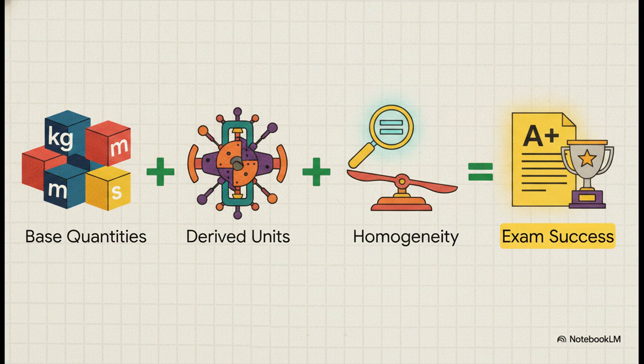And this brilliantly illustrates our simple formula for top marks. Base quantities plus derived units plus homogeneity equals exam success. This is it. This is the foundational equation for your entire exam strategy. You need to intimately understand how fundamental base quantities combine to form derived units, and even more importantly, how the principle of homogeneity acts as your built-in mathematical lie detector to prove your equations are actually correct.